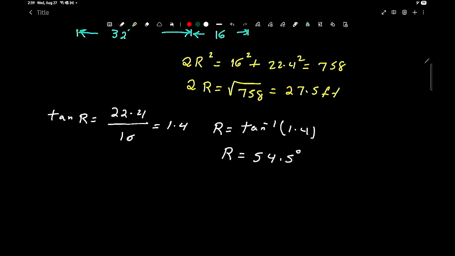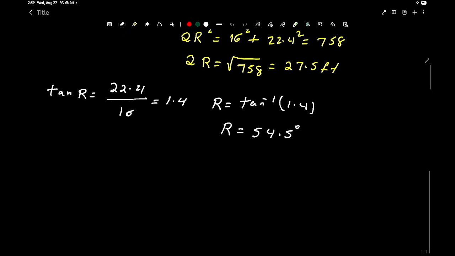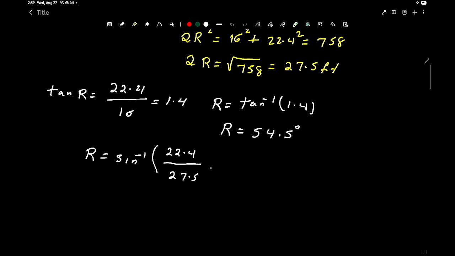There's more than one way you can do this. The other one you can do is use sine. Let's use sine and see if we're going to get the same thing. R is equal to, I'm just going to go ahead and do it completely, sine inverse. The sine will be what? It will be the opposite divided by the hypotenuse. So the opposite is 22.4, and divided by the hypotenuse, which is 27.5. Plug that in a calculator and you're going to find out, yep, same thing, 54.5.